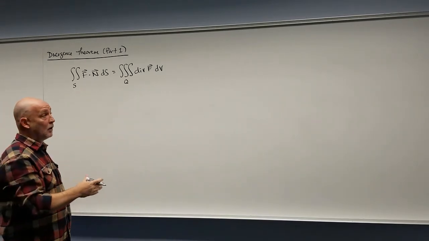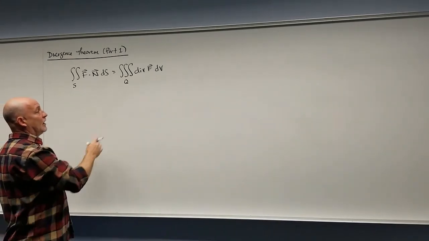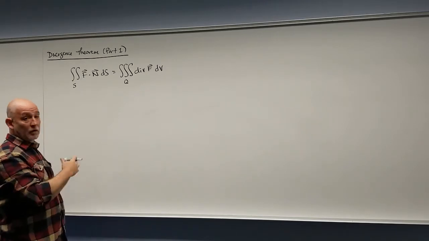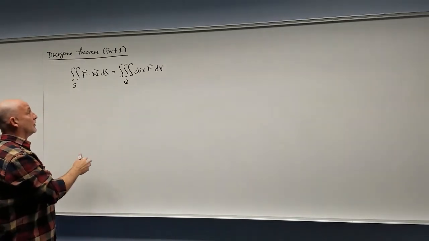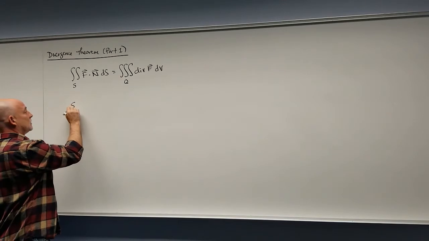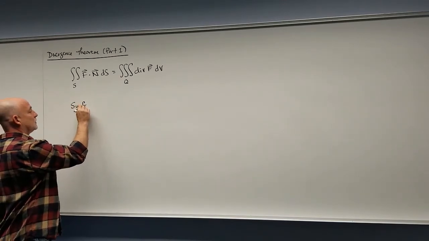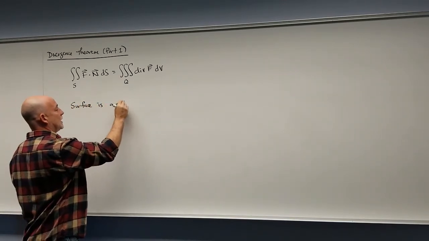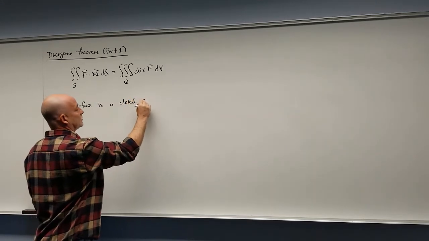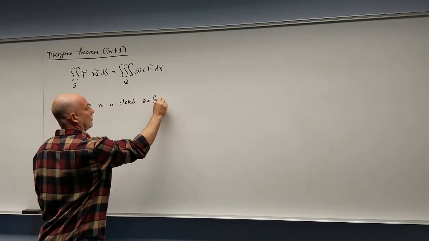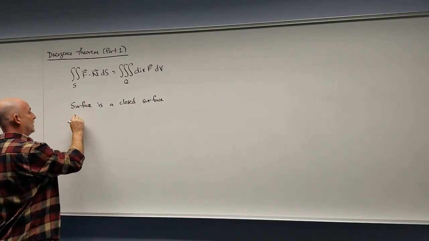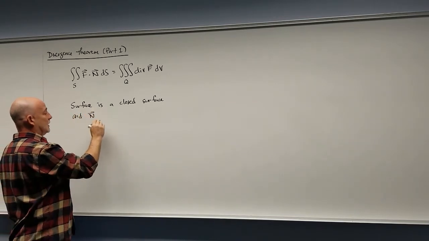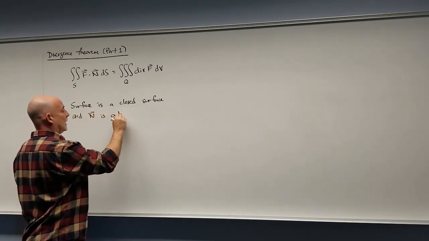So just like before, this gives us another option on how to do this integral. One side might be easier to do than the other. Now a few things. Here your surface is a closed surface. That means it encloses a volume, and the normal vector n is outward.